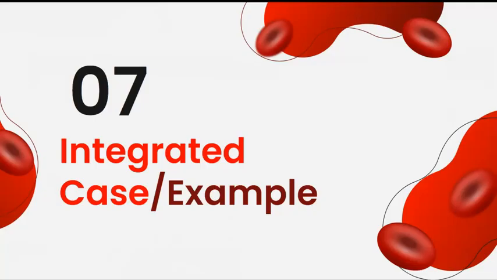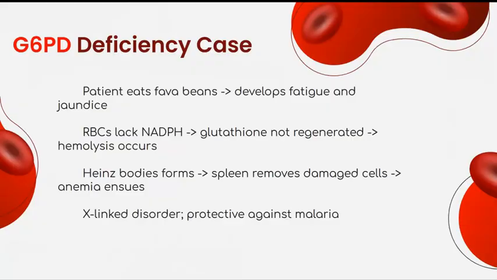Integrated case example. Let's take G6PD deficiency as an example. This X-linked disorder affects the pentose phosphate pathway, meaning patients can't make enough NADPH to keep glutathione reduced. When exposed to oxidative stress from infection, certain drugs or even fava beans, hemoglobin oxidizes and forms Heinz bodies. These damage the RBC membrane, leading to premature destruction in the spleen, or hemolysis.